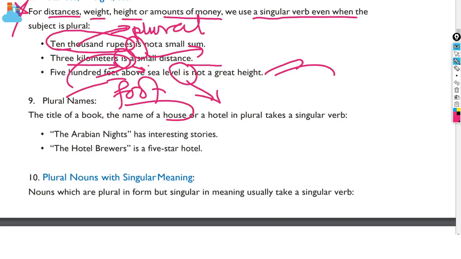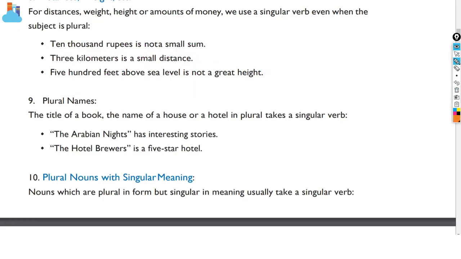Now let us see the plural names. Many of the plural names are there. This is quite interesting and many times, more frequently, we commit mistakes here. So we'll have to guard against it, isn't it? So let us see rule number 9.